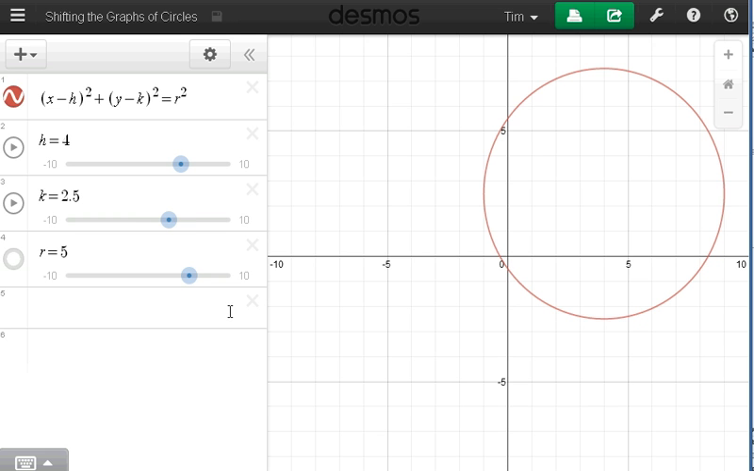And that is how to shift the graphs of circles and actually all sorts of other things. Replace x with x minus h, and replace y with y minus k.